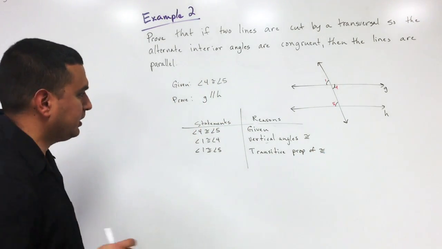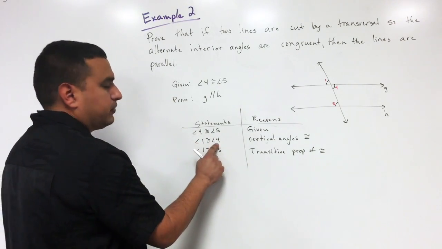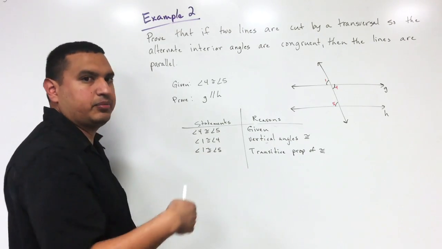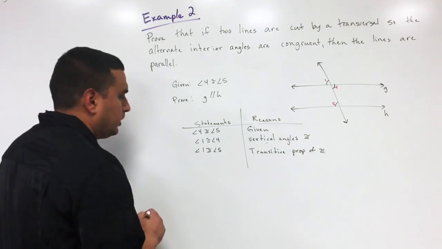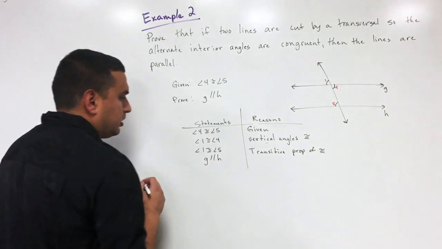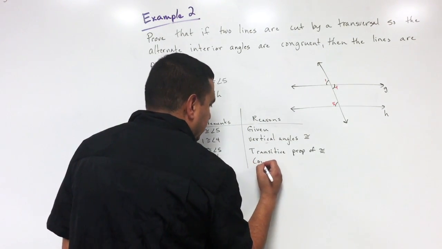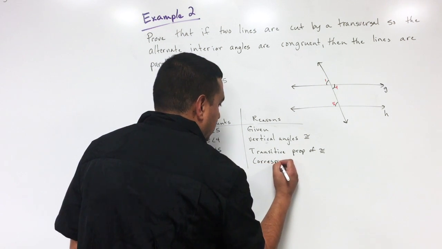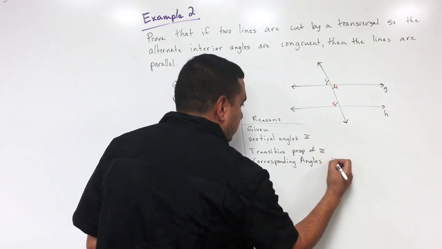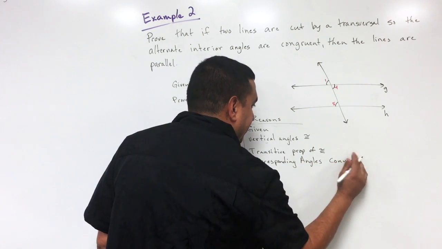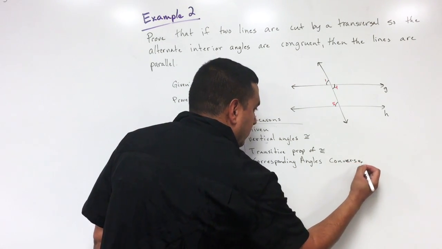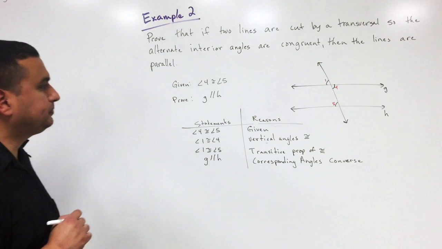Because I said 4 is congruent to 5 and I said 1 is congruent to 4. So since 1 and 5 are both congruent to 4, they would have to be congruent to each other. So then I could say that line G has to be parallel to line H by the corresponding angles converse theorem that we just looked at.